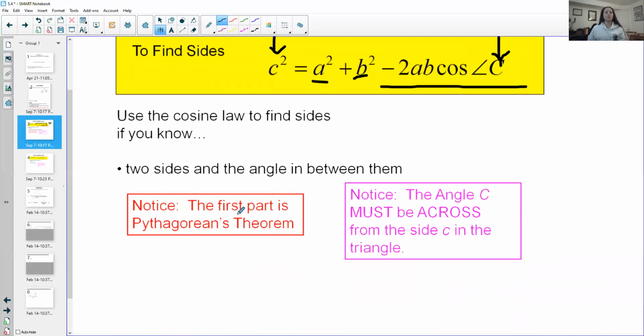So you should notice that the first part is Pythagorean's theorem, and that you need to realize anytime you're using your cosine law, the big angle is going to be across from the side that you are looking for in your triangle. Okay, and you'll see a diagram after.